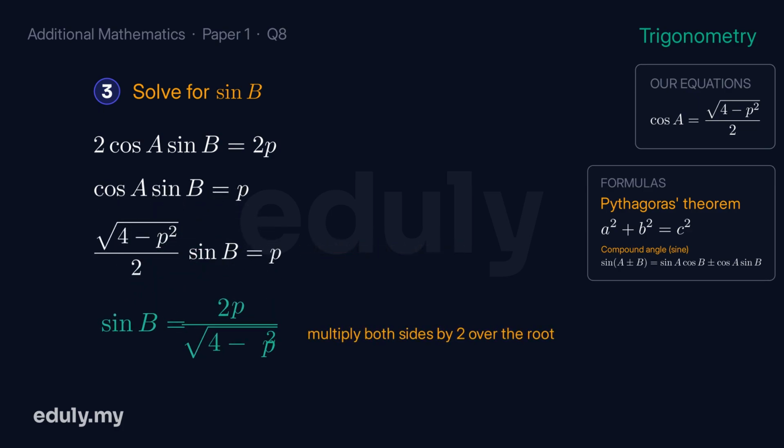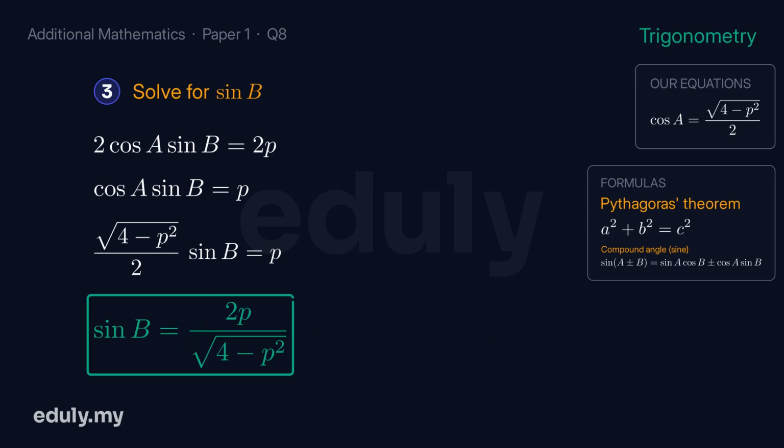Rearrange. Multiply both sides by 2 over the square root, and sine B equals 2p over the square root of 4 minus p squared.